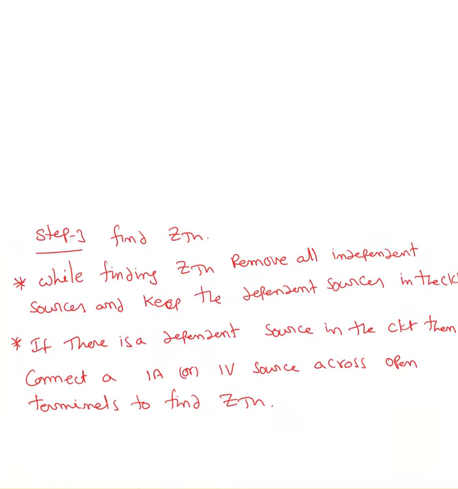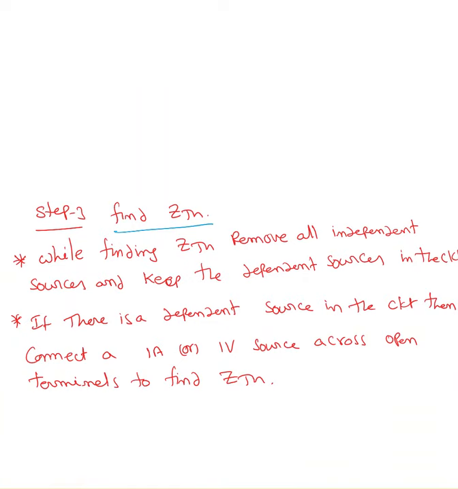Step 3, find Z Thevenin. There are two important things while finding Z Thevenin. While finding Z Thevenin, remove all independent sources and keep the dependent source in the circuit as it is. Keep the dependent source as it is.